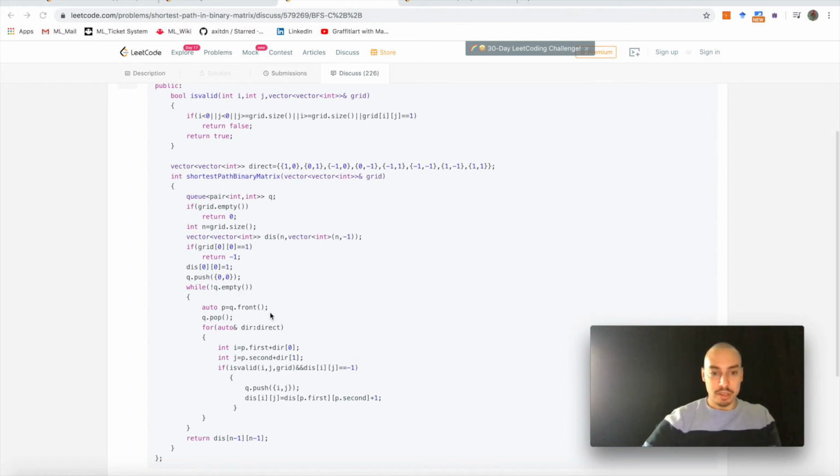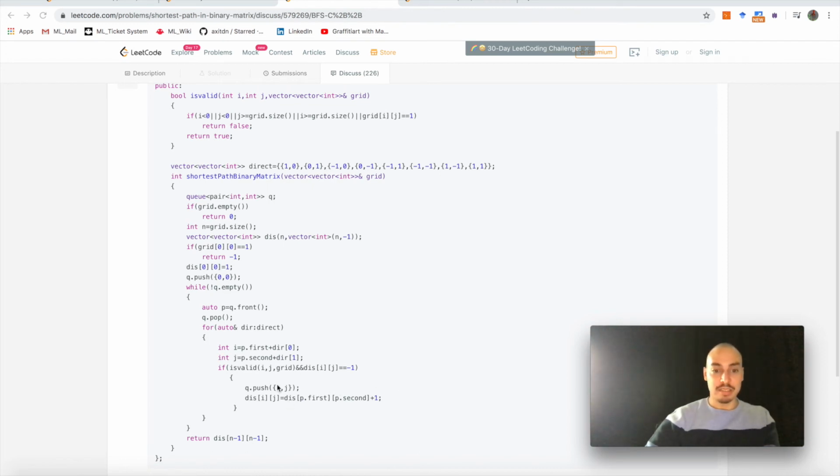Get the front element of the queue and look at the valid neighbors of it, which in our case was that 8 neighborhood of directions, which here is nicely defined as a vector of vectors, direct: 1 0, 0 1, minus 1 0, 0 minus 1, etc. So we look through all those directions and initialize our positions in the array accordingly, and if it's a valid position and you can go there, then you push it back into our queue. And at one point we might have reached our destination. If not, we just keep searching.